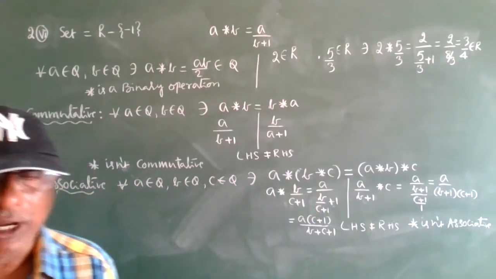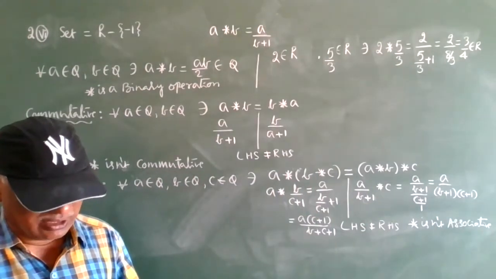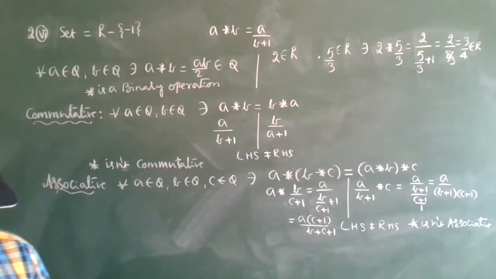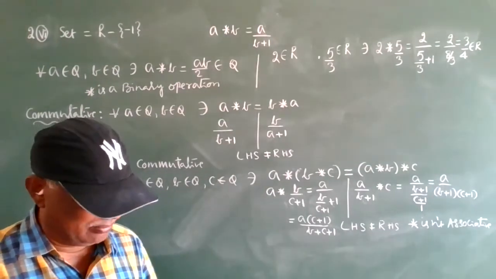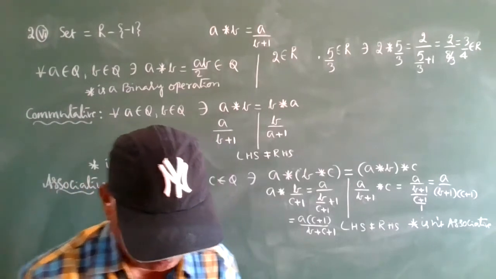Star is not commutative and star is not associative, so neither commutative nor associative. Okay? Fifth problem also neither commutative nor associative. Third problem, I go through the third problem.